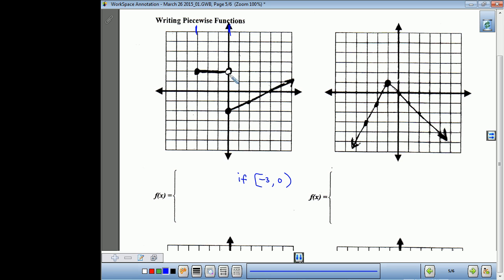What is this function? y equals 2. It's a line. So here's my y equals part, guys. f of x equals 2 if, and there's your restriction on the domain.